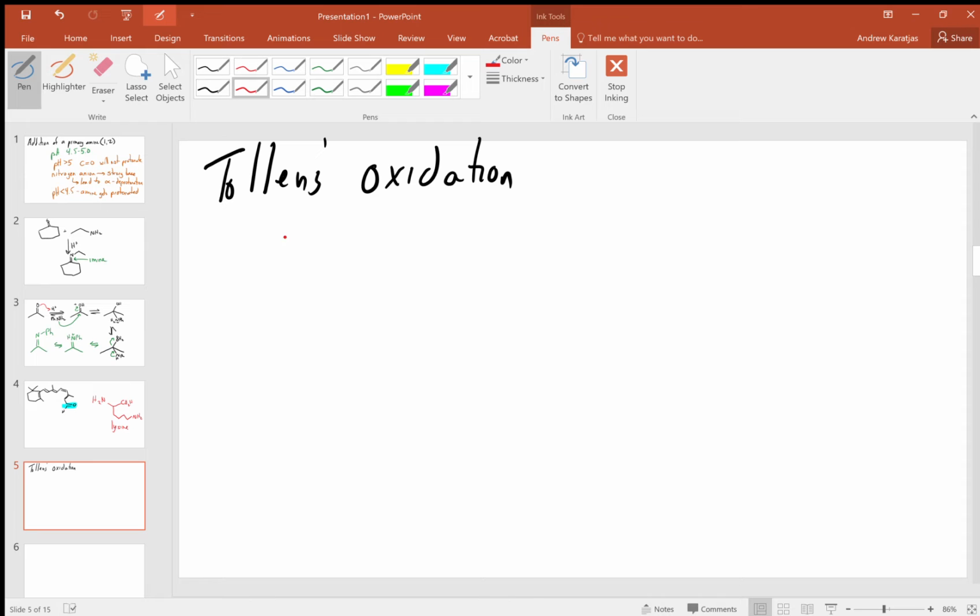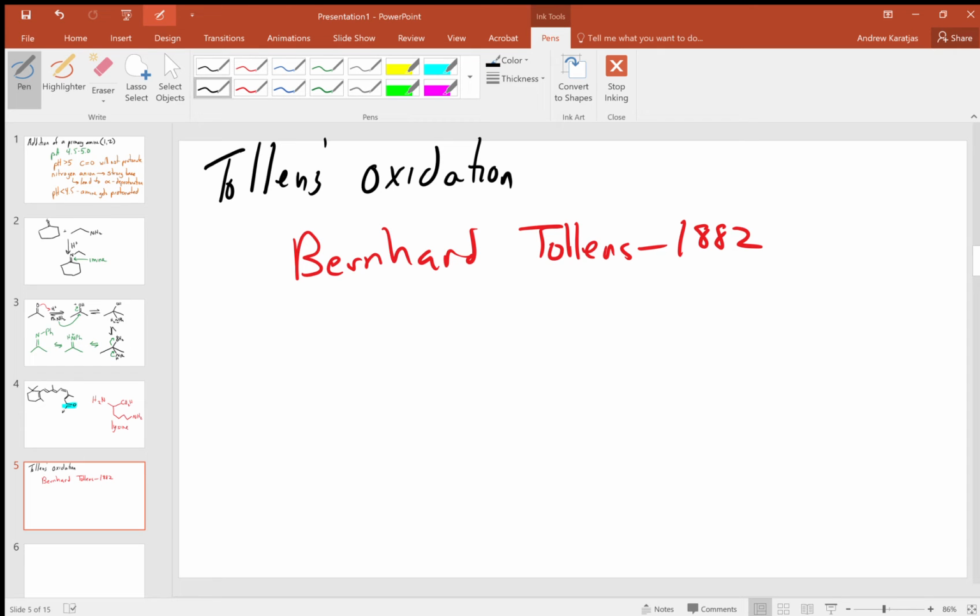So this reaction, credited to Bernard Tollens back in 1882. Now, what the reaction does is it allows us to convert aldehydes into carboxylic acids.